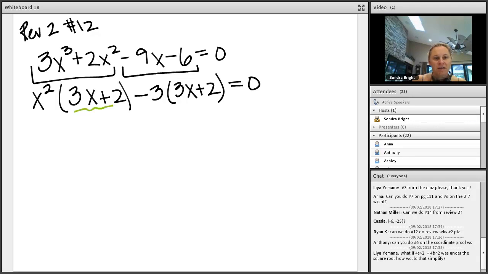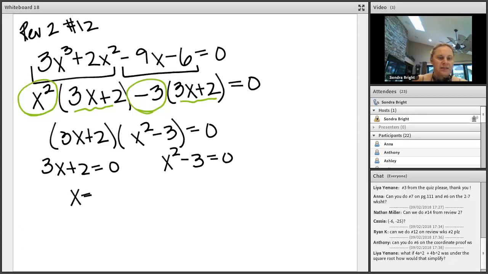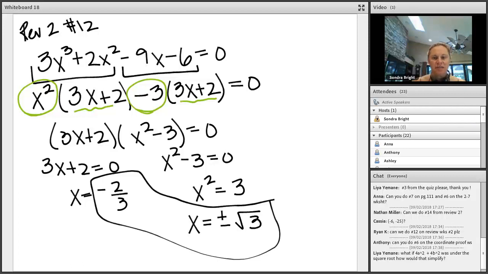Do you see the parentheses match? That means that's one of the factors. And then the other one, when you factor out the 3x plus 2 that's in common to both of them, you're going to be left with x squared minus 3 as your other factor. So we've got 3x plus 2 as one factor, and the other one is x squared minus 3. Set each of these factors equal to 0, which will give you x is negative 2 over 3, and then x squared is 3, which will give you x is equal to, don't forget, plus or minus the square root of 3. So 1, 2, and 3 answers.